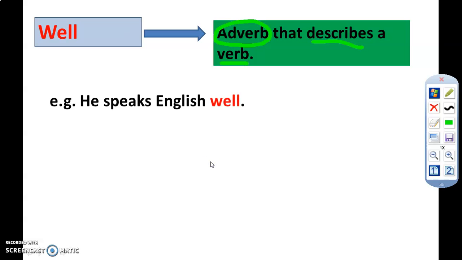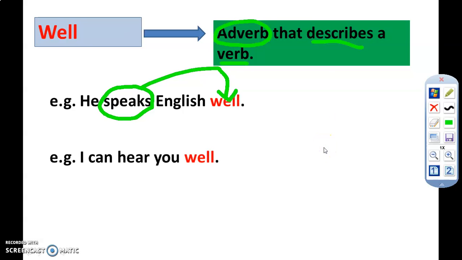He speaks English well. So the verb here is speaks, and you have the adverb well. When I say he speaks English well, it tells me how he speaks English. He speaks well. That's why we say the adverb describes the verb. It tells me about the verb. Let's see the second one.